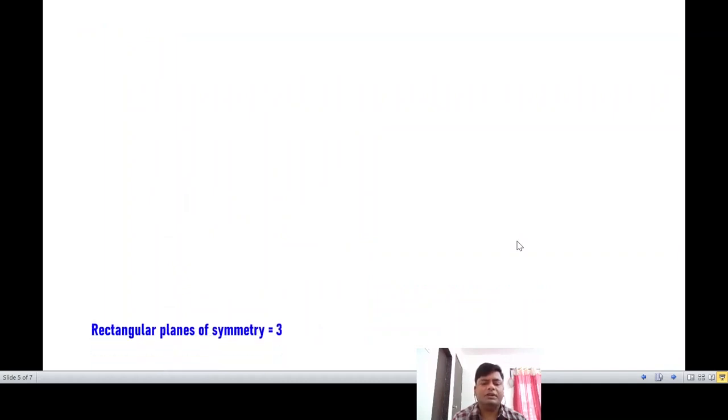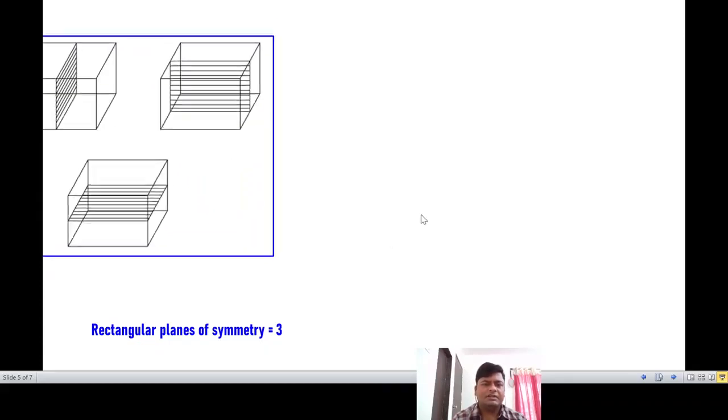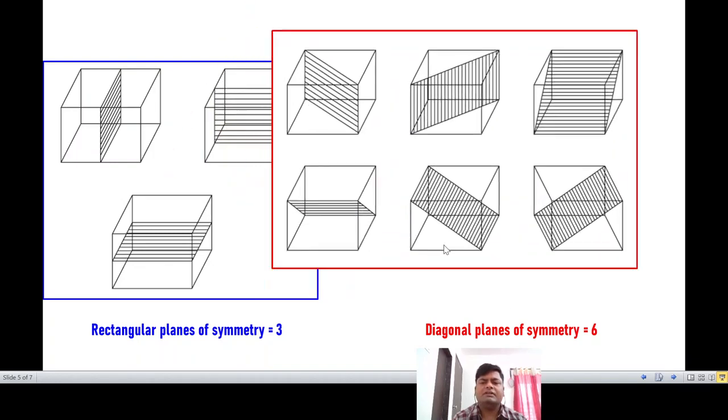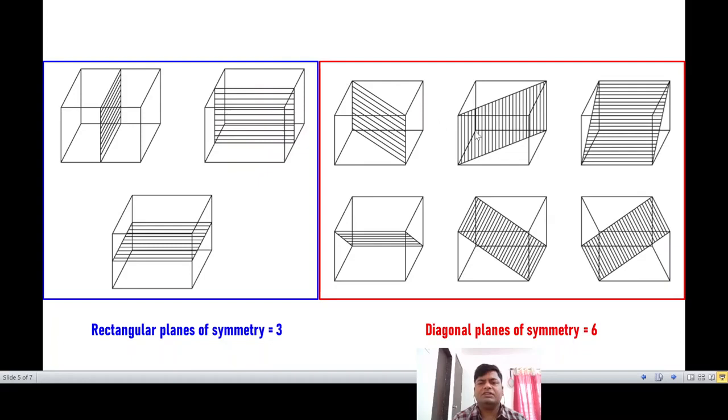In order to demonstrate the rectangular planes of symmetry more clearly, the example has been shown over here. You can see these planes are the rectangular planes of symmetry, whereas to demonstrate the diagonal planes of symmetry, the example has been given over here. These are the different planes in the cubic crystal system. The diagonal planes number six, and the rectangular planes number three. So totally nine planes of symmetry are there.